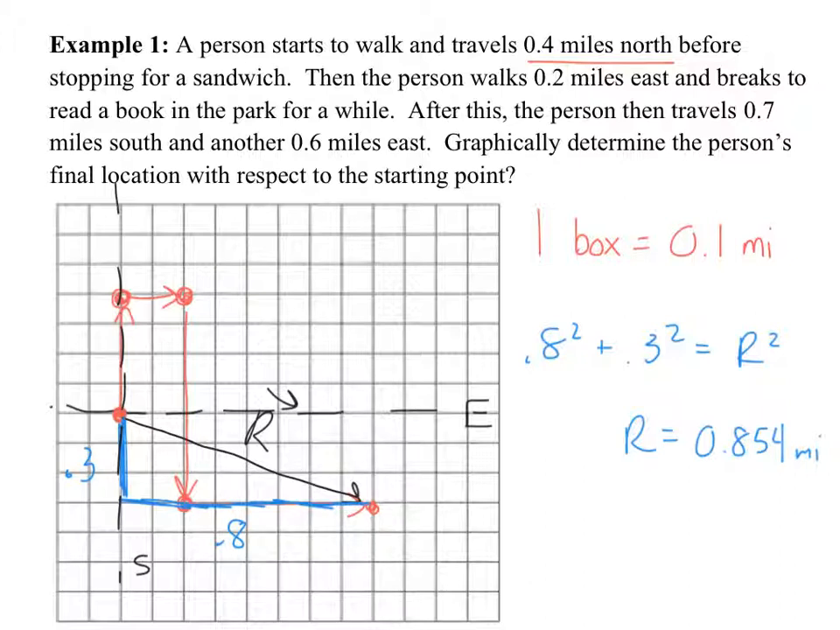Or you could simply just fill in this triangle over here. It's the same exact triangle, right? This would be 0.8, this would be 0.3. You could find this angle here. So in theory, again, these are the same exact angles. So that is the angle we're looking for right there. That's what we're trying to define.